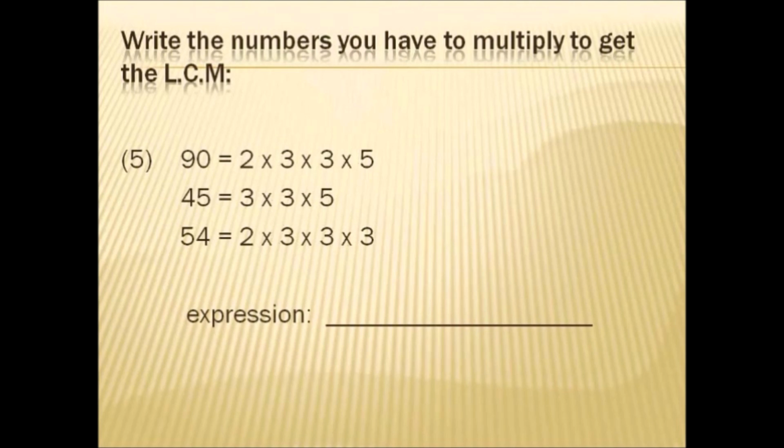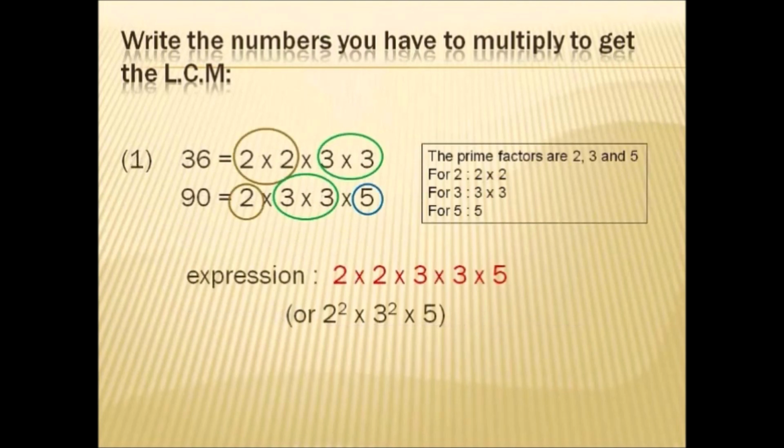That would be your answer. Answer: 36. The expression you needed was 2 times 2 times 3 times 3 times 5. Right, because you use the greatest number of 2's, the greatest number of 3's, and the greatest number of 5's. So it's 2 2's, 3 3's, and 1 5. This is the way for you to look at it in order to get the answer.